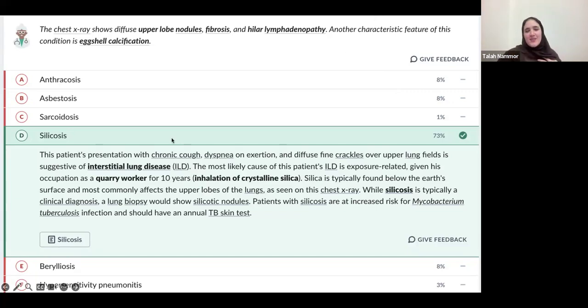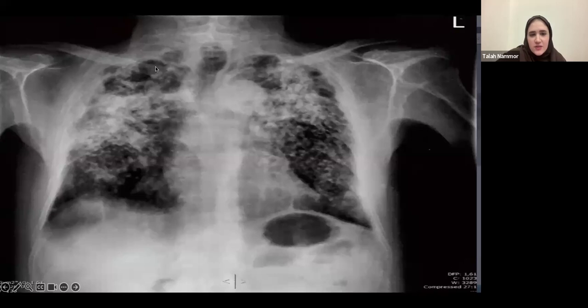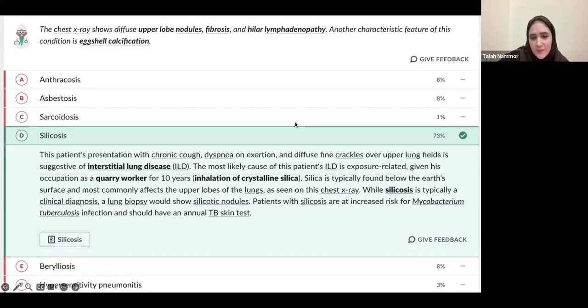Anyways, guys, basically because he's a quarry worker, he inhales crystalline silica. And one of your friends in here said that silicosis is in the upper lung. If you look in here, it's not diffuse, it's mainly here. Okay? So that's why we chose silicosis. Is it clear?